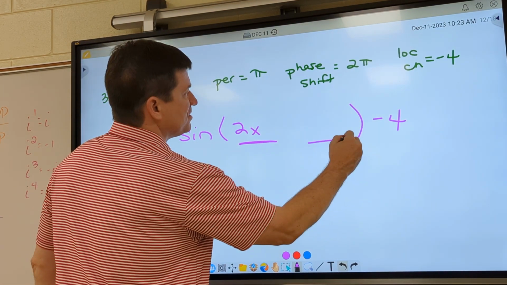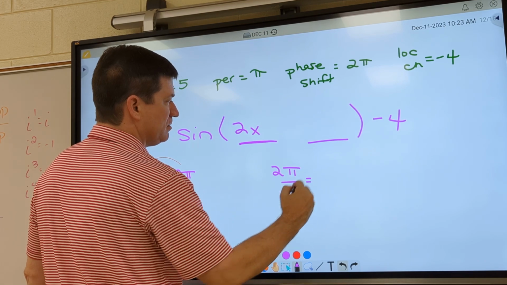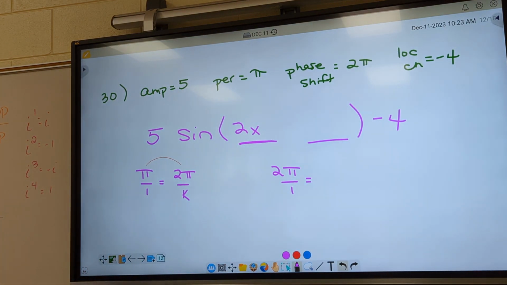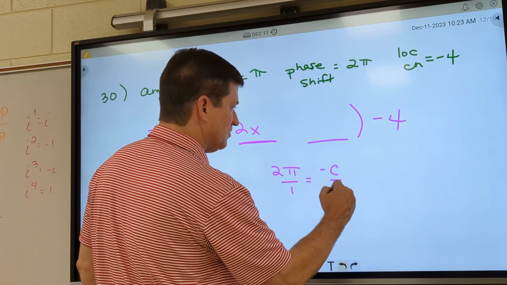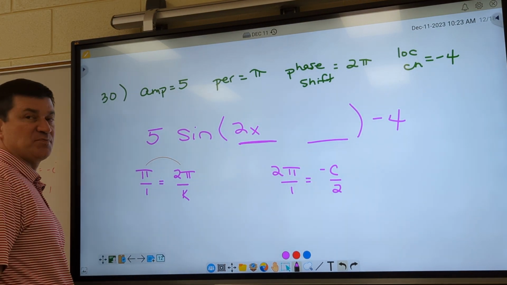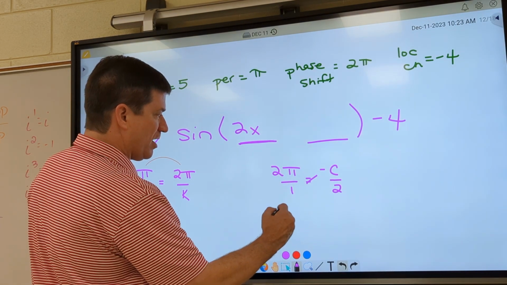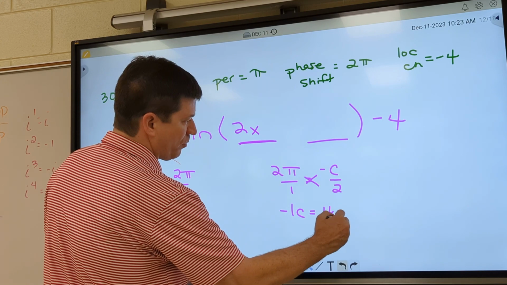All right, for the last number, take the phase shift, which is 2 pi/1. Do y'all remember what we said this equal to? It's on the sheet. Negative c over k, which will be negative c/2, because we already found out that k is 2. All right, I'm going to cross multiply this one. If I go this way, I got -1c. If I go this way, I got 4 pi.